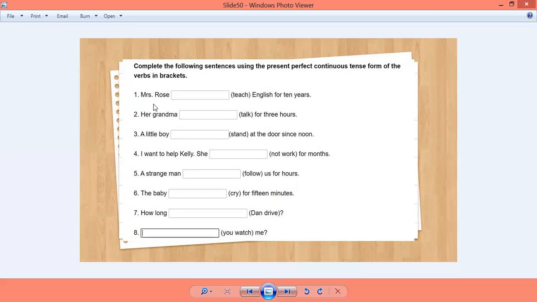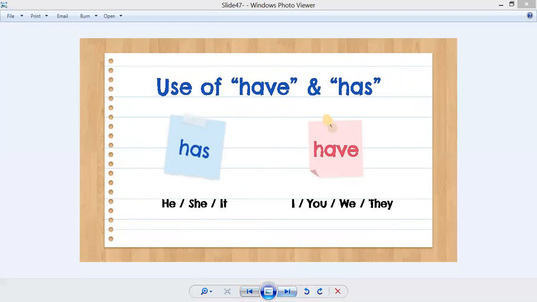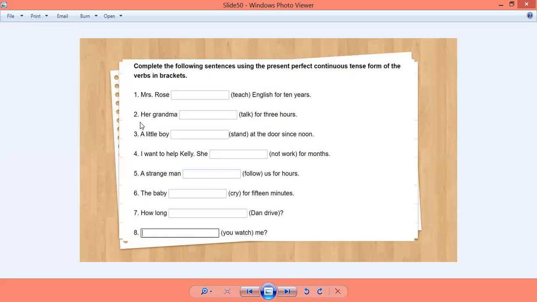Mrs. Rose. Mrs. Rose है, मतलब उनका pronoun क्या लग जाएगा? She. Yes, she लगेगा. तो she के पीछे हमें पता है हमेशा क्या लगता है. No worries. We'll go back and we'll check. She है तो क्या लगेगा? Has लगेगा. All right. So Mrs. Rose has लग गया. हमें पता है been तो लगना ही है. Why? Because it is present perfect continuous.